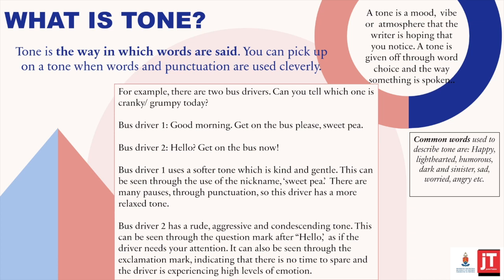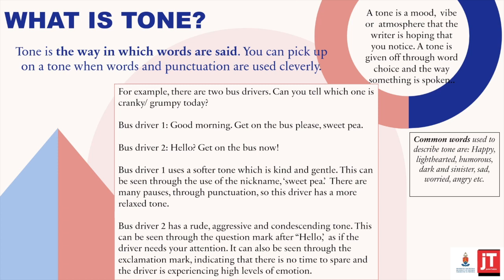So, first things first, what is tone? Well, tone is the way in which words are said. Let's read that again. It's the way in which words are said. Sometimes you can have a really happy tone, and sometimes, especially if you're a teenager, you can have a bit of a sarcastic and sassy tone. Nothing wrong. You can pick up on a tone when words and punctuation are used cleverly.